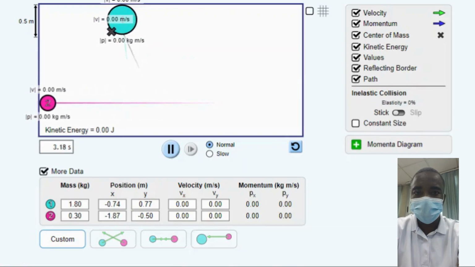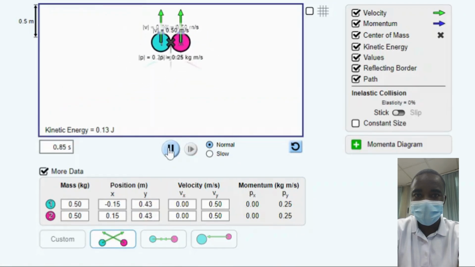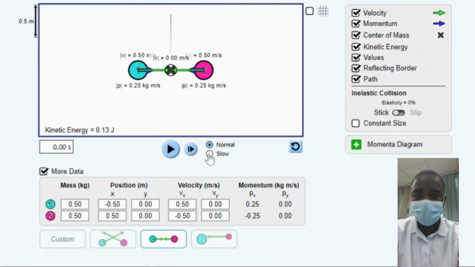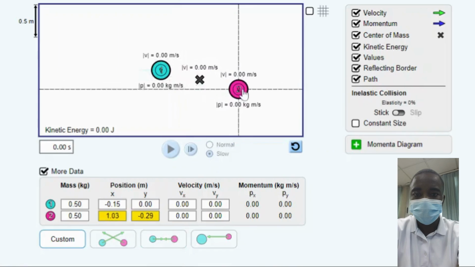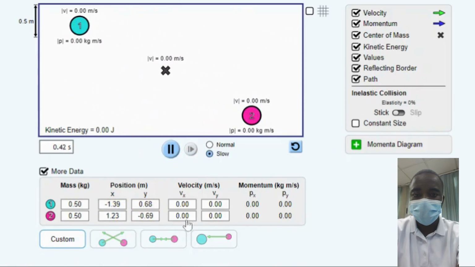The Inelastic Collision Simulation provides an interactive platform where students can actively engage with the concept of inelastic collisions. By manipulating the parameters of the objects, such as mass, velocity, and angle of impact, students can observe the outcomes of different inelastic collision scenarios. This hands-on approach helps students gain a deeper understanding of the principles governing inelastic collisions.